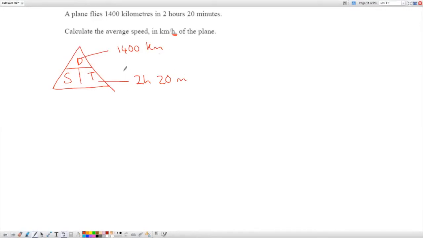Here we've got our kilometres. There are a number of ways you need to be able to find here the speed. So we could change this first to minutes, 140 minutes, 2 times 60 plus 20. And we could do our distance divided by our time in minutes, and then times by 60 to convert back to hours, which gives us 600 kilometres per hour.